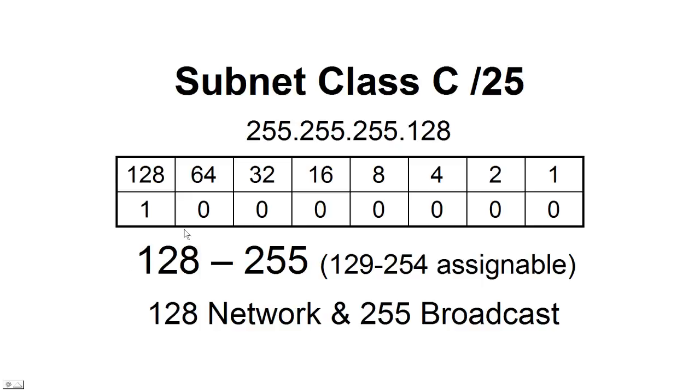So we can't assign a network address to a device. We have to reserve that for network. So we start assigning our devices with the first available, which would be 128 plus 1. So it becomes 129, and it goes all the way to 254. So again, we have 126 assignable IP addresses that we can assign to computers, hosts, nodes, whatever device needs an IP address.